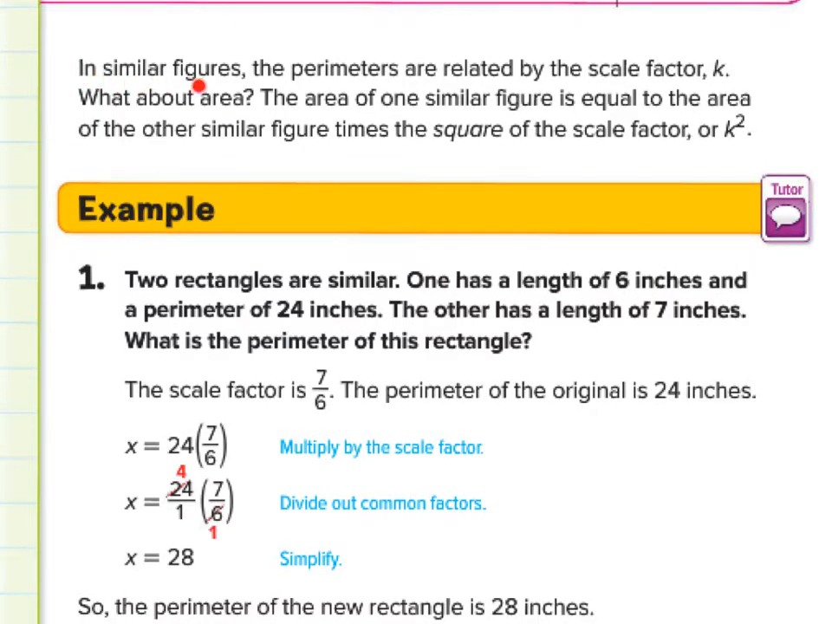In similar figures, the perimeters are related by the scale factor, K. What about the area? The area of a similar figure is equal to the area of the other similar figure times the square of the scale factor, or k squared.